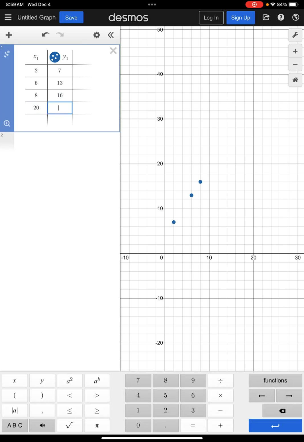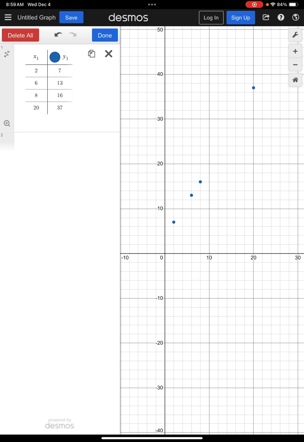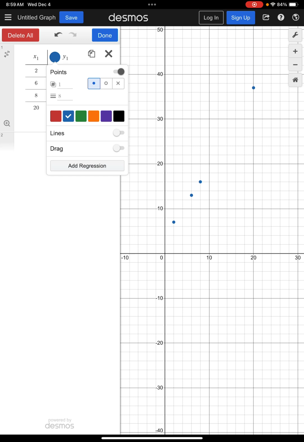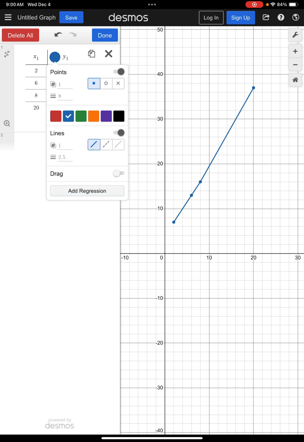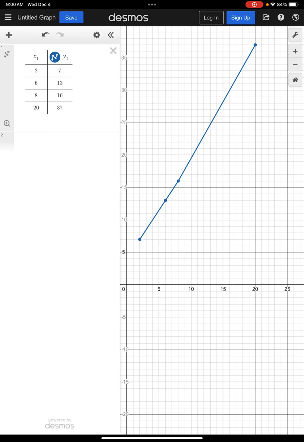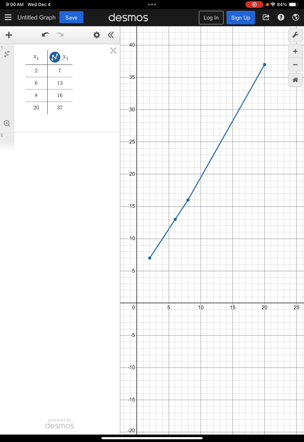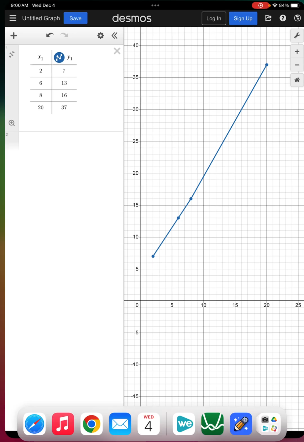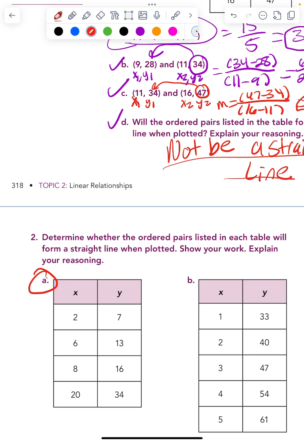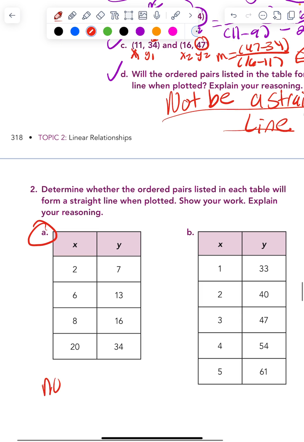20 and 34. So it kind of looks like a straight line, but let's make sure, right? So you see this little gear right here? I can press it. So what I did was I pressed the gear, pressed the color, and you see where it says line is off? I can turn that on, and then I can look at that, and I'm like, no, that's a little bit crooked. That's not a straight line. It has to be completely straight. So I can come back to my book, and I could say not a straight line, okay?